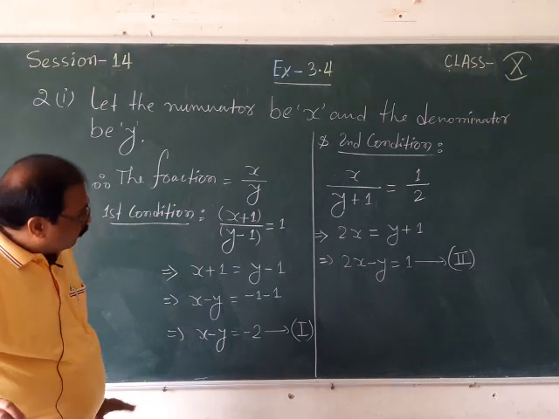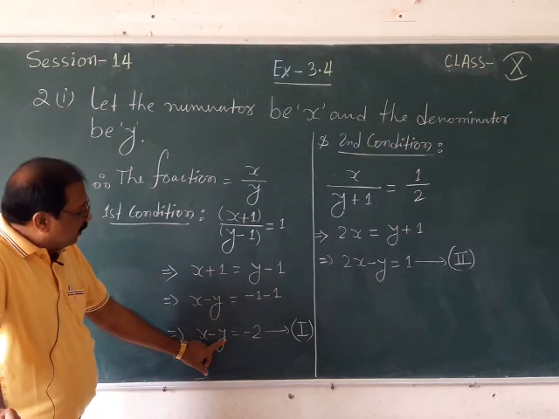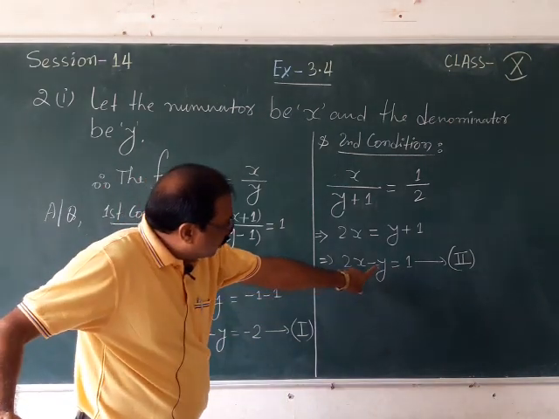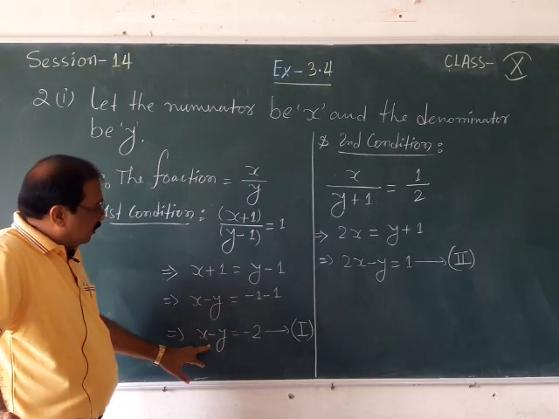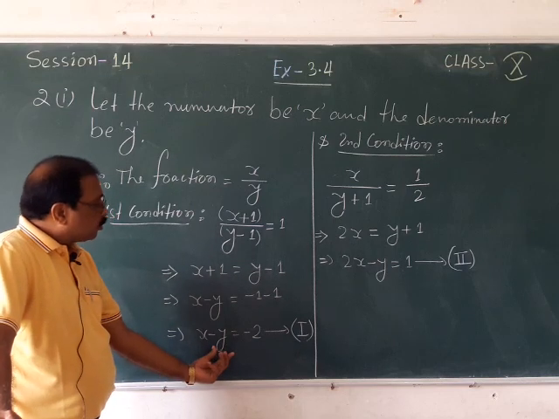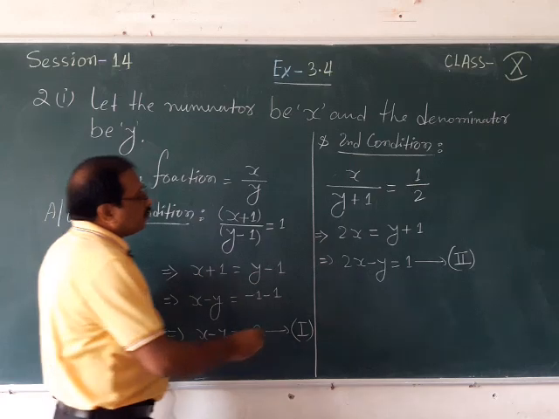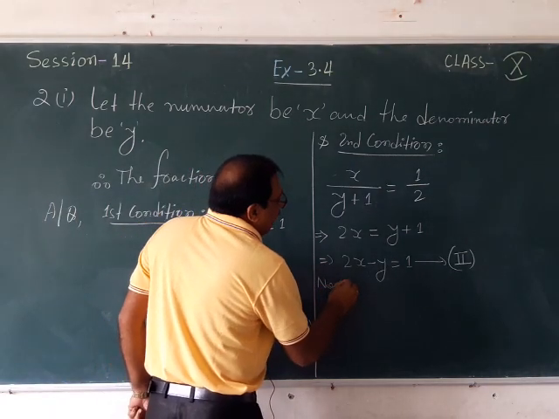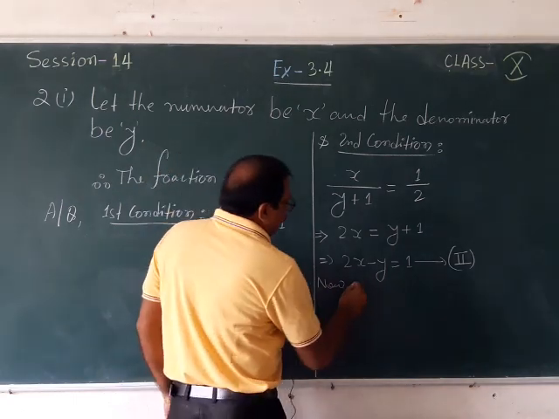Here in the first equation, x minus y equal to minus 2, and here 2x minus y equal to 1. If I subtract the second from the first, then ultimately y will be cancelled. No need to multiply because the coefficient of y is the same in both equations. Now, subtracting.